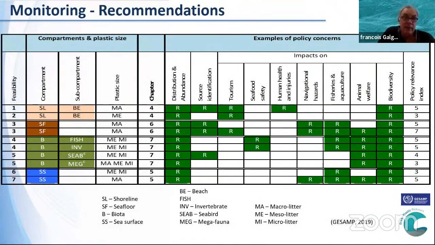I mean, the guidelines from GESAMP did provide some recommendations. You can see this table, for instance. On the left, you have the different compartments, for instance, shoreline, seafloor, and so on. You have the sub-compartments, beach, invertebrate, for biota, and so on. And then the policy concerns on the right. And it's quite interesting that if you consider, for instance, the third line, the seafloor, then you will have information on different policies, such as distribution, source identification, but you will not have any information on seafood safety and so on.